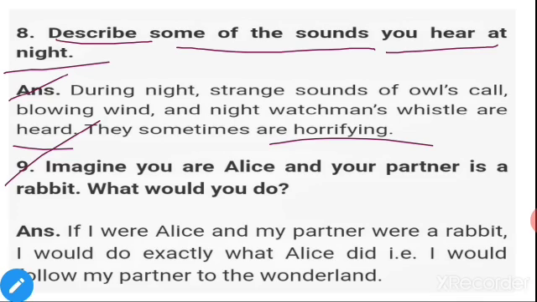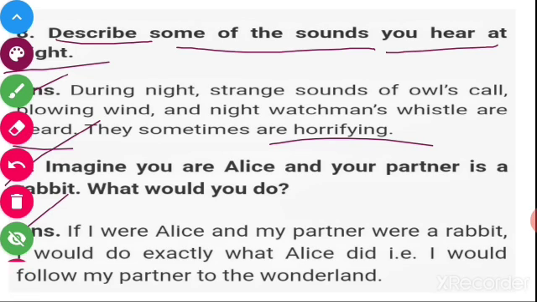And then ninth one, imagine you are Alice and your partner is a rabbit. What would you do? Here answer for you. If I were Alice and my partner were a rabbit, I would do exactly what Alice did. That is, I would follow my partner to the Wonderland. So this is a sample answer for you. Okay, wow. You want to write your own answers here.